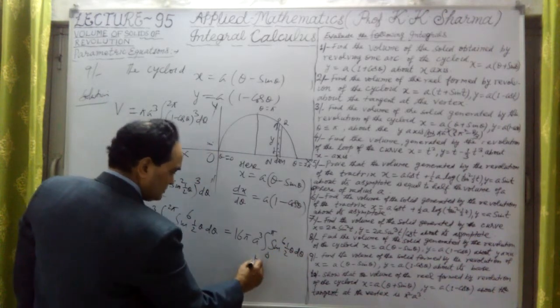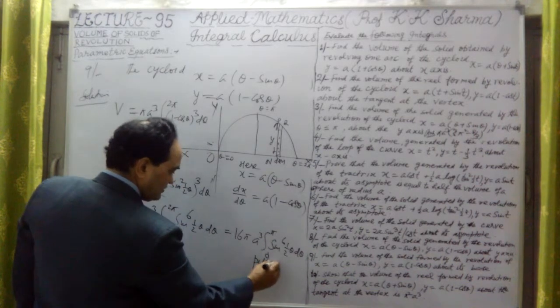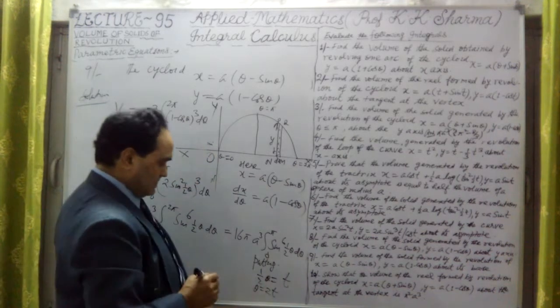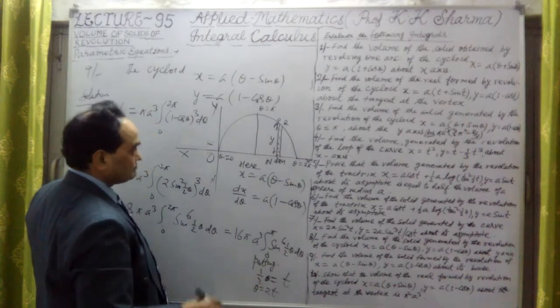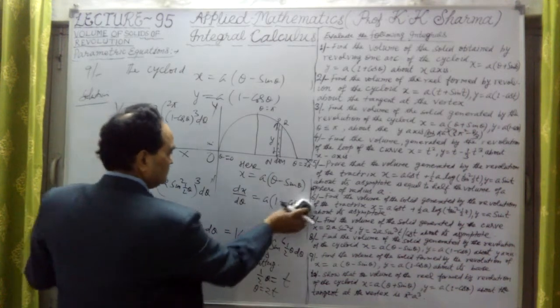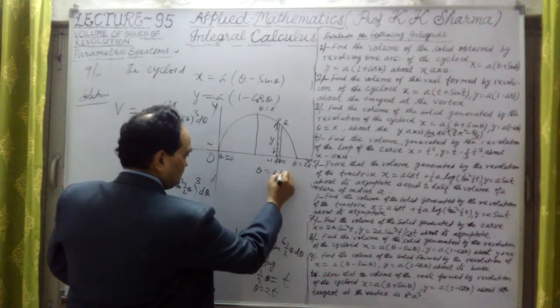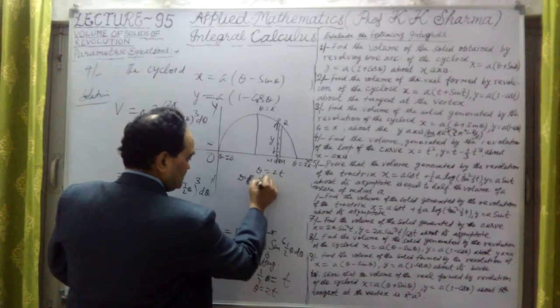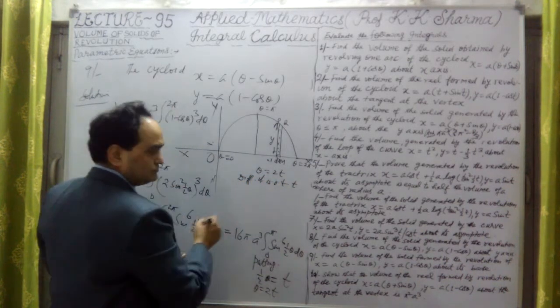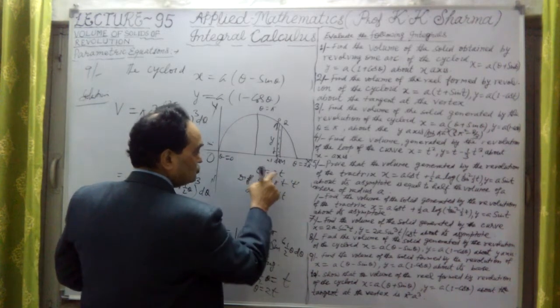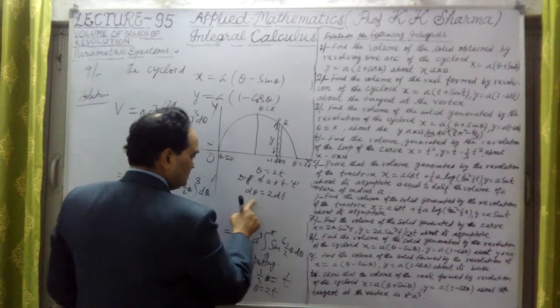Now let us put theta by 2 equal to t, or theta equal to 2t. We have substituted with theta, so d theta equal to twice dt. Differentiating theta equal to twice t with respect to t, we get d theta upon dt equal to 2, so d theta equals twice dt.